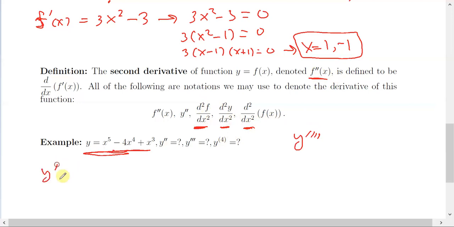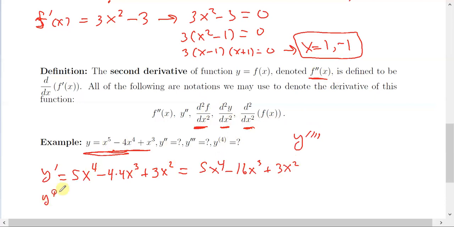So anyway, I have to have y prime if I want to find y double prime. Well, again, we just use our nice power rule. Take the 5 out in front, reduce the exponent by 1. That's the derivative of that first term. Next one. Got a constant we can ignore. We take the 4 out in front, reduce the exponent by 1. Next one. Take the exponent out in front, reduce it by 1. So I end up with 5x to the fourth minus 16x cubed plus 3x squared.